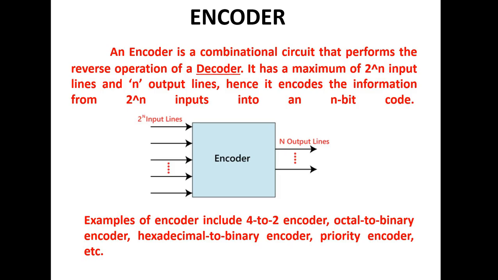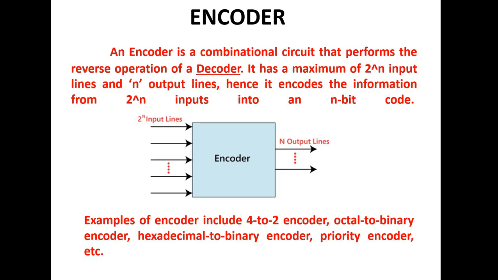Next, encoder. An encoder is also a combinational circuit that performs the reverse operation of the decoder. The word is very, very important: it performs the reverse operation of the decoder. So it has a maximum of 2 power n input lines and n output lines. For example, a 4 to 2 encoder consists of 4 input lines and 2 output lines. 2 power 2 is equal to 4. So 4 input lines and 2 output lines.